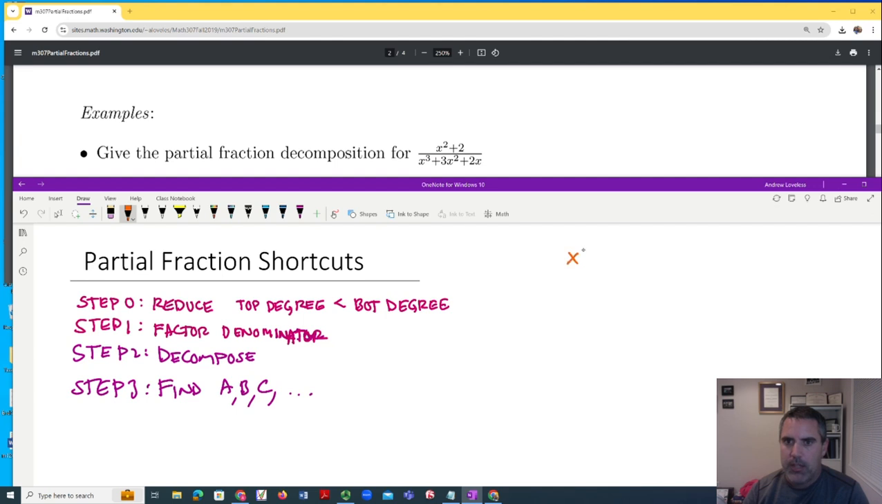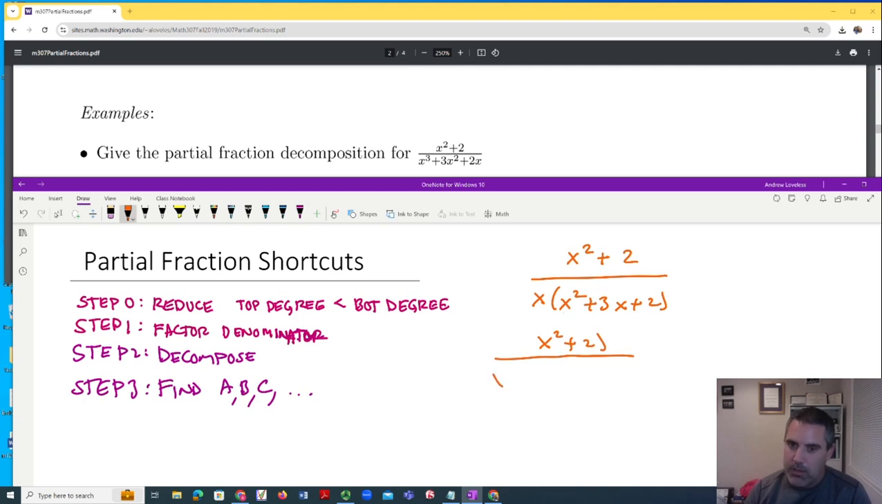If somebody gives me (x squared plus 2) over x cubed plus 3x squared plus 2x, it's already reduced because the power on top is smaller than the power on bottom. So the next step is to factor the denominator. In this case, an x factors out, leaving x squared plus 3x plus 2. Then the next step is to keep factoring, so you've completely factored it. You might have to think about whether it's irreducible, but the next step is to try to think up factors, and I think this does factor nicely: x plus 1, x plus 2.